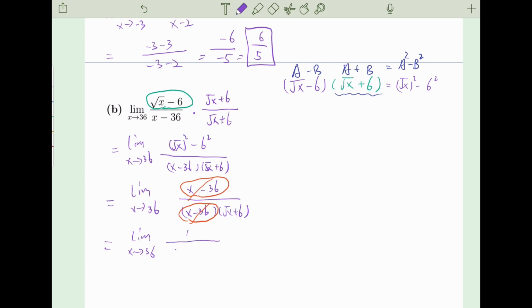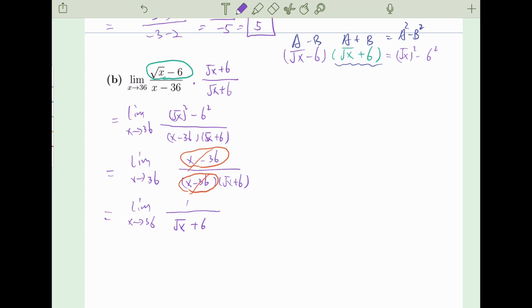and this in the bottom. Now we plug in, so we have 1 over square root of 36 plus 6, which is 1 over 6 plus 6, that is 1 over 12. Okay.